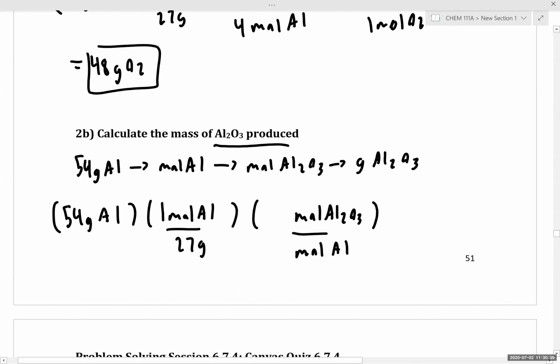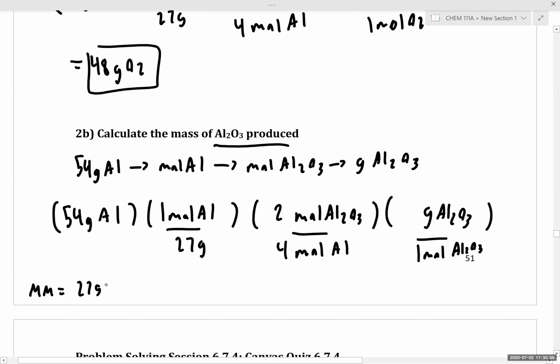2 to 4, exactly right. We have 2 moles of aluminum oxide per every 4 moles of aluminum. And then looking at the molar mass of aluminum oxide, we have 27 gram per mole times 2 plus 16 gram per mole times 3. That in turn gives us a molar mass of 102 gram per mole.